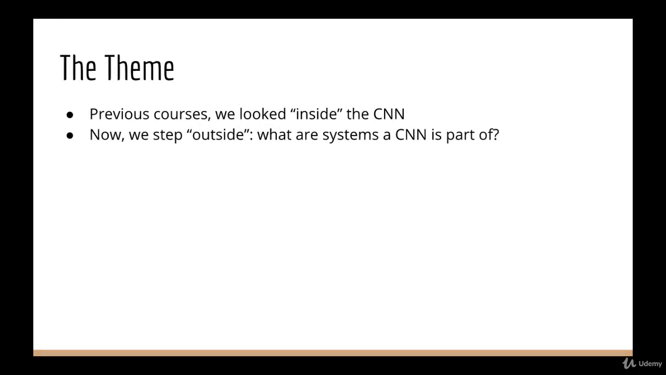So the main theme of this course is that in previous courses, we looked at what goes inside the neural network, specifically CNNs. In this course, we take one step outward. Now we are outside the neural network, we want to ask, what can we do with these CNNs? What systems can contain neural networks, and how can we use our knowledge about neural networks to make them better?